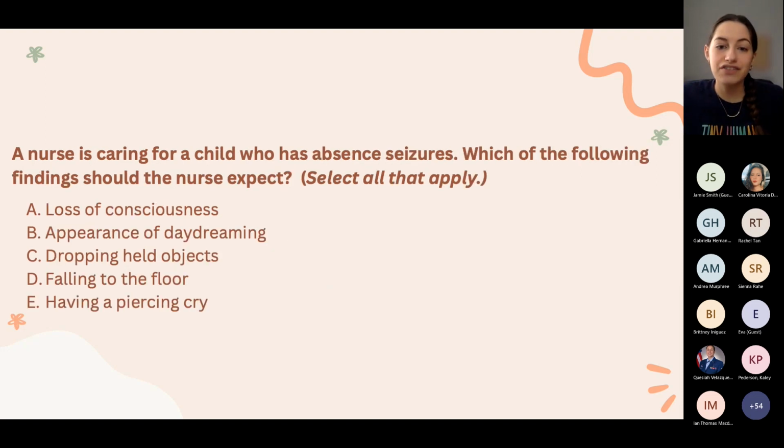All right, a nurse is caring for a child who has absence seizures. Which of the following findings should the nurse expect? Loss of consciousness, appearance of daydreaming, dropping held objects, falling to the floor, having a piercing cry.